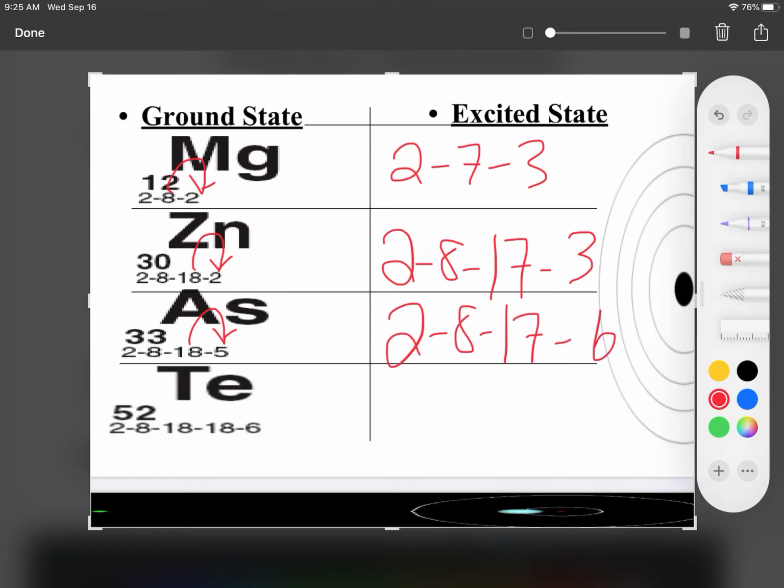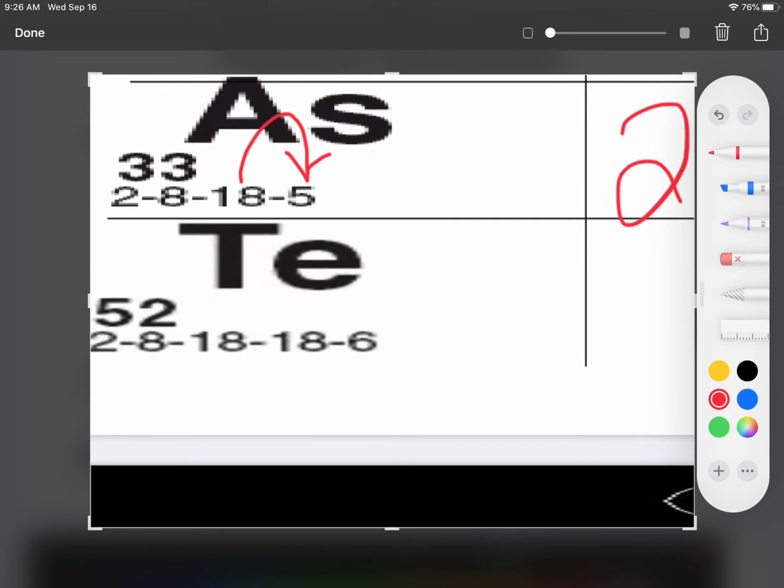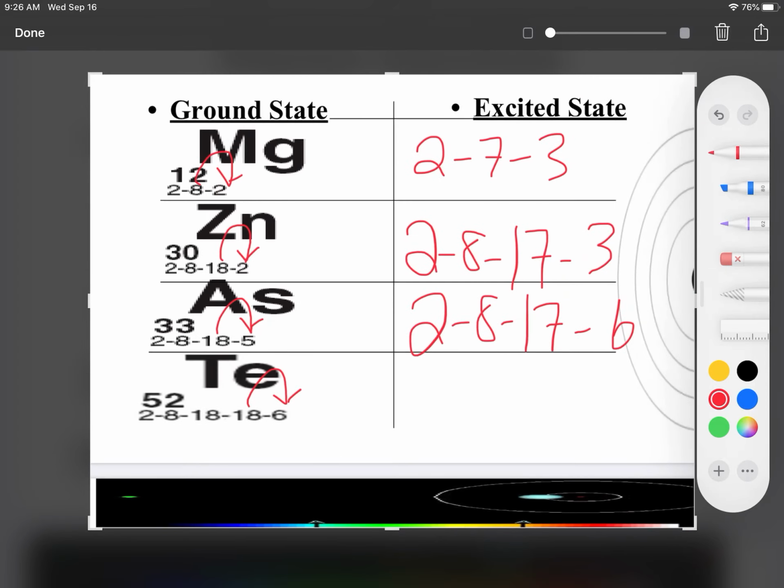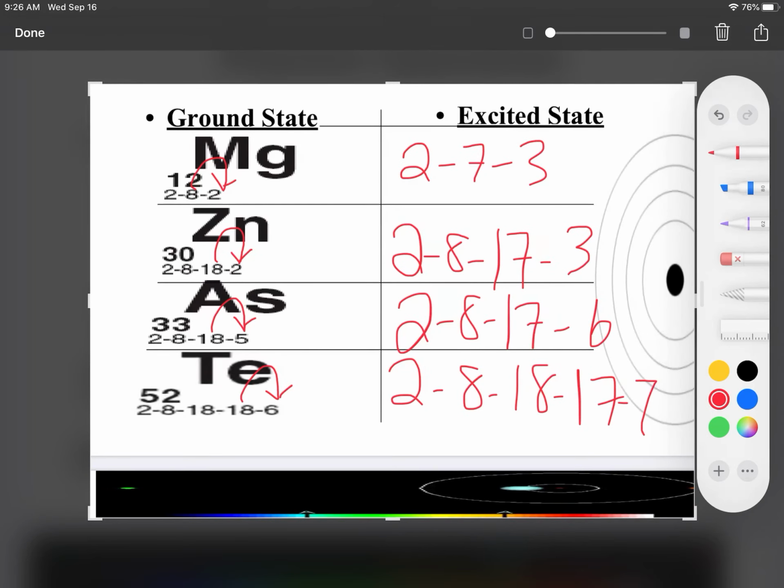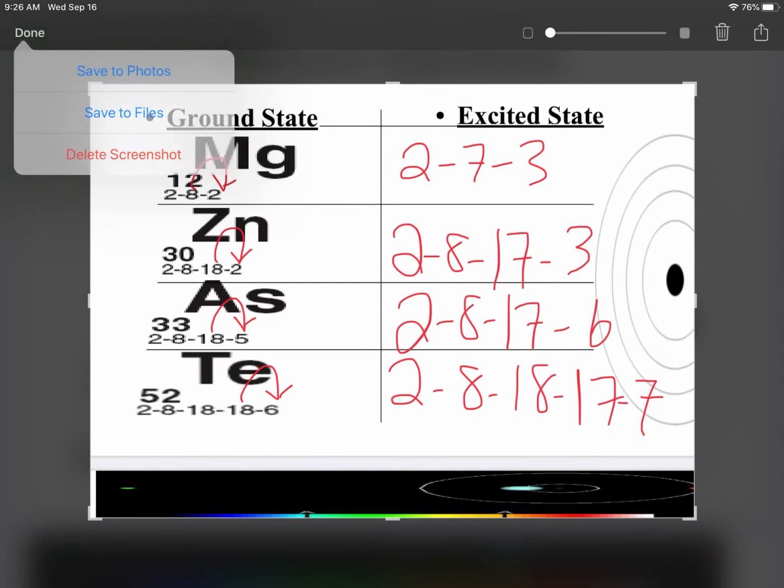Very good. The last one is tellurium, which has 5 levels of shells there. 2-8-18-18-6. Again, the electron will jump from the second to the last. So it jumps from here to here. 2, 8, 18, 17, 7. That is the excited state configuration there. All right, let's move on.